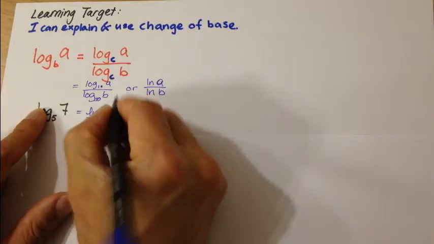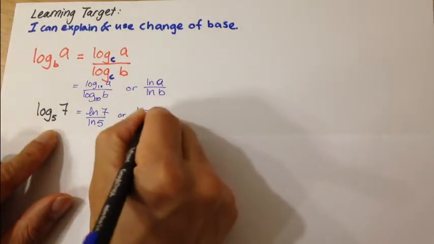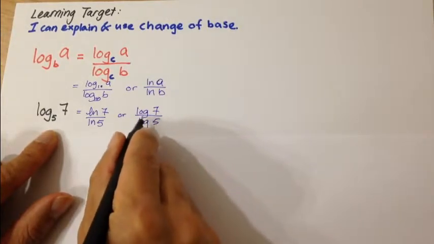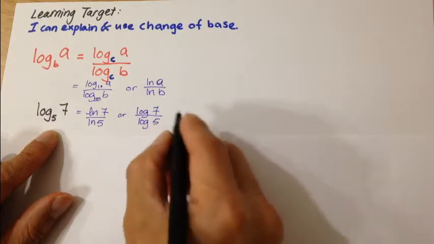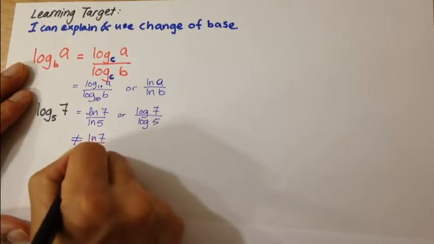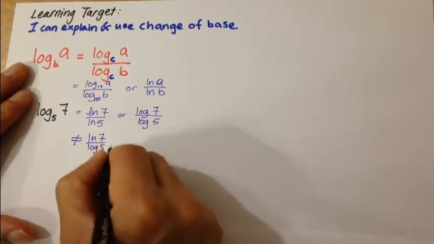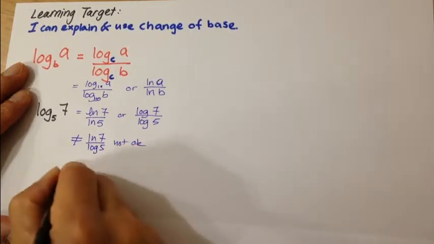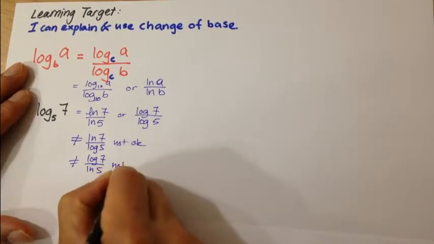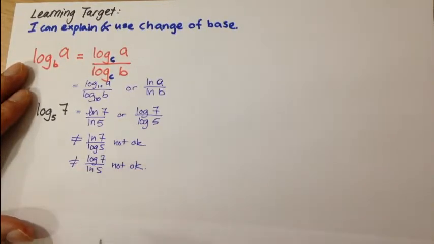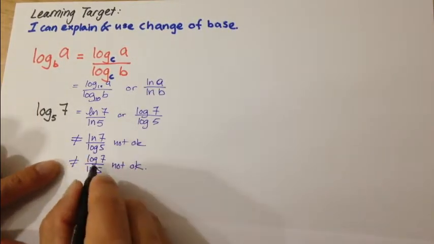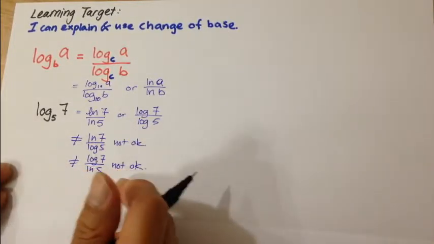You could rewrite it as log 7 over log 5. When nothing is indicated at the bottom, this means base 10. But what you cannot do is have it as ln7 over log 5. That's not okay. Or log 7 over ln5. That's also not okay. Basically, the bases have to be similar in these two cases. Here, base e, base e, base 10, base 10. They are not similar, so you cannot do that.